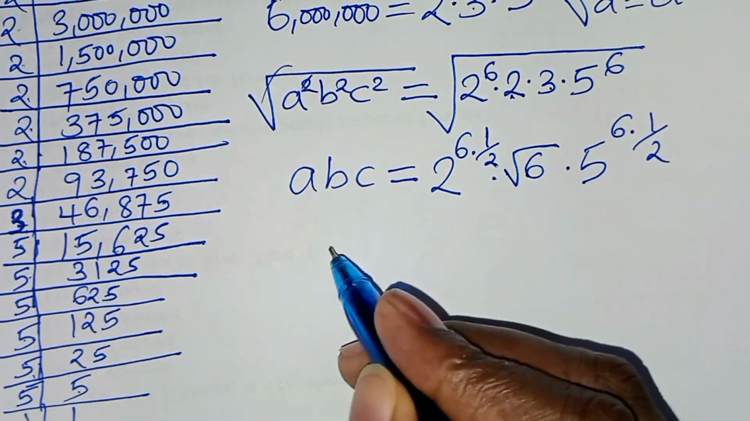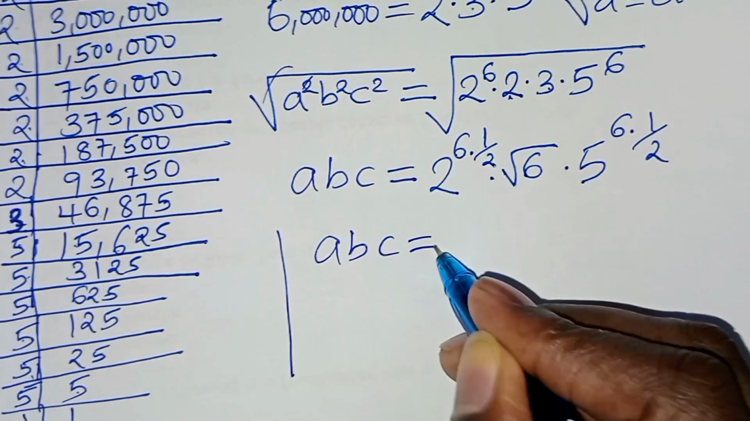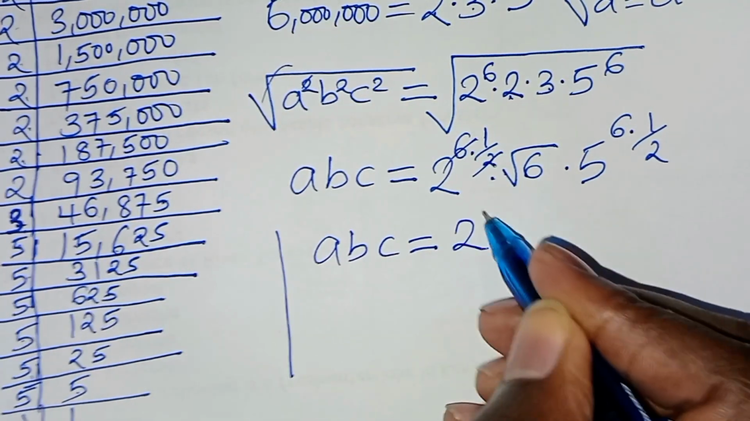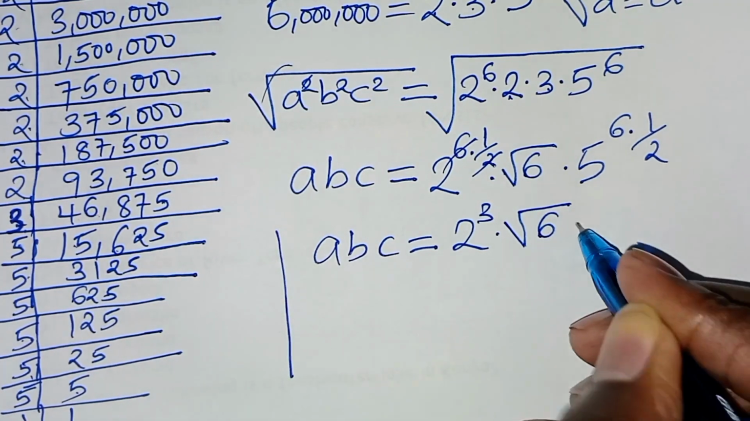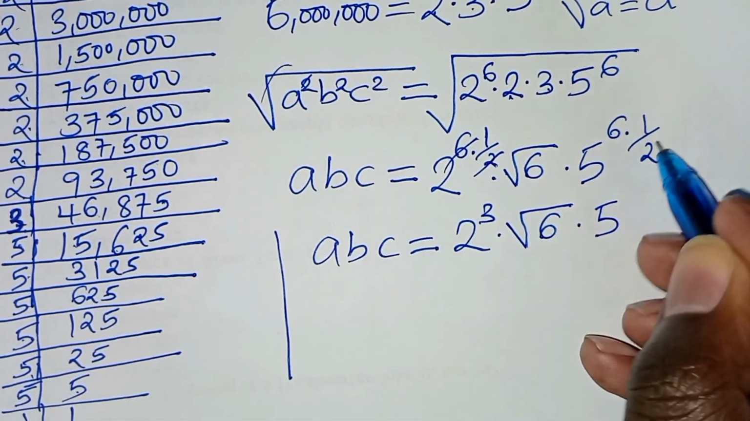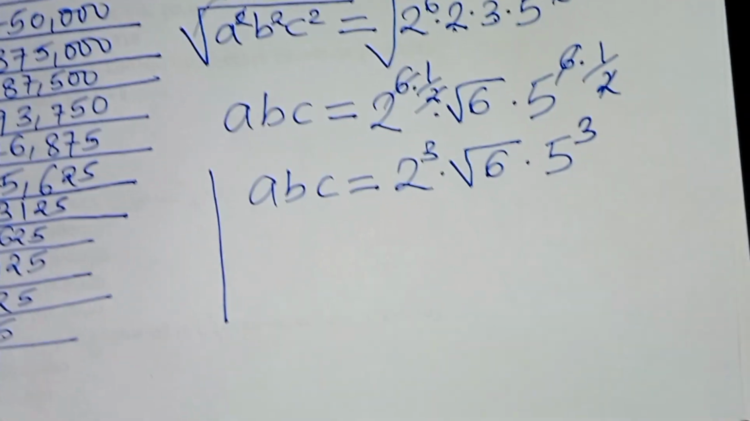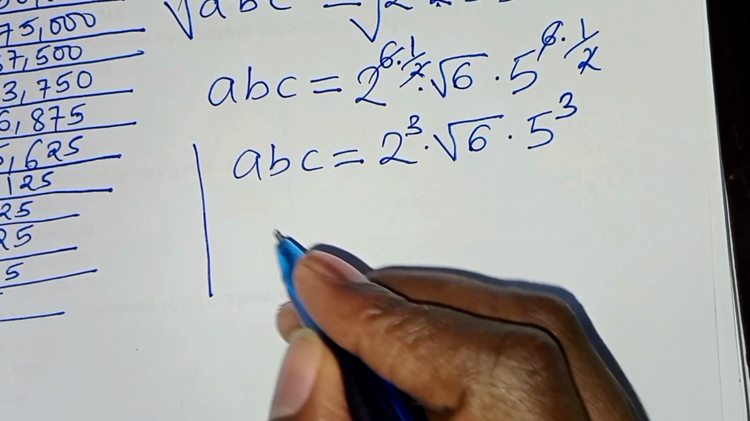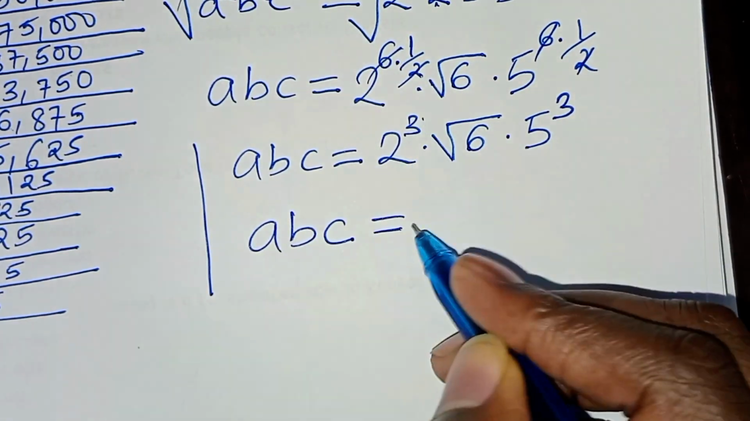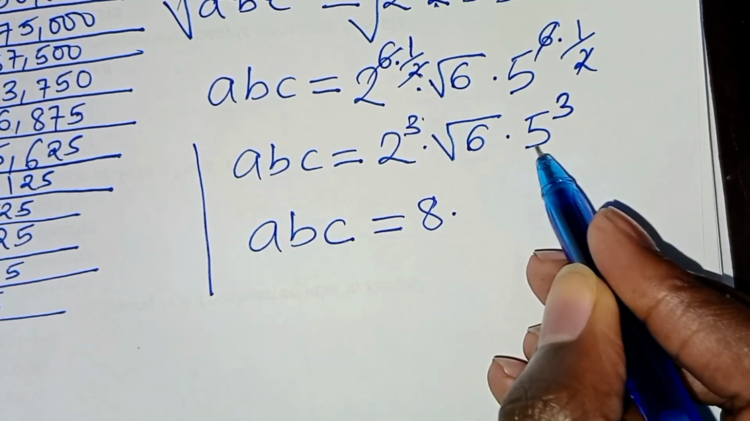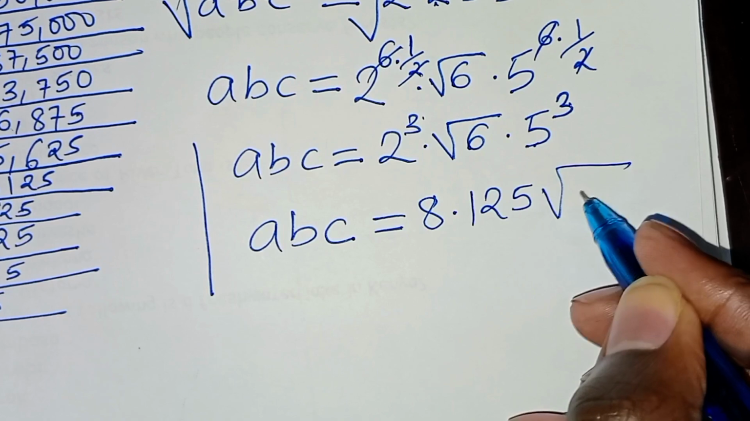So now simplifying here, we have abc equal to 2 to power 3 multiplying by the square root of 6 multiplying by 5 to power, let's simplify here, 5 to power 3. So that means abc is equal to 2 to power 3, which is 8, multiplying by 5 to power 3, which is 125, times the square root of 6.